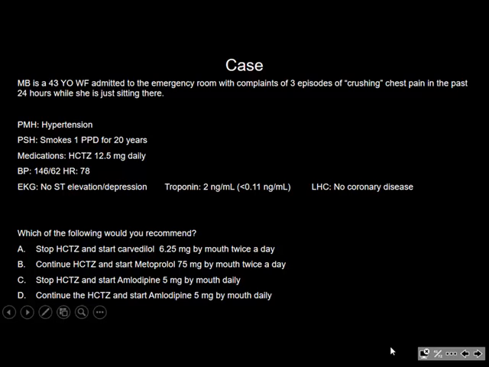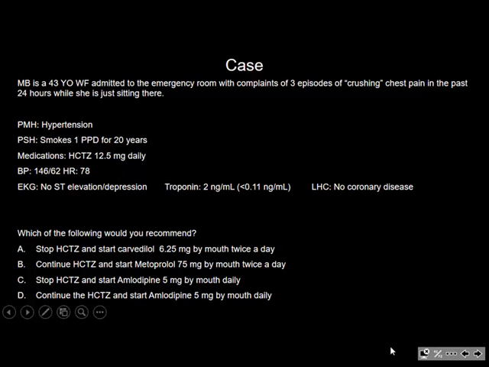So looking at that, I want to go through and kind of see how many would say A, stop hydrochlorothiazide and start carvedilol? No. B, continue hydrochlorothiazide and start metoprolol, 75 milligrams by mouth twice a day. No. C, stop hydrochlorothiazide and start amlodipine 5 milligrams by mouth daily. Does anybody want to do that? D, continue the hydrochlorothiazide and start amlodipine 5 milligrams a day.